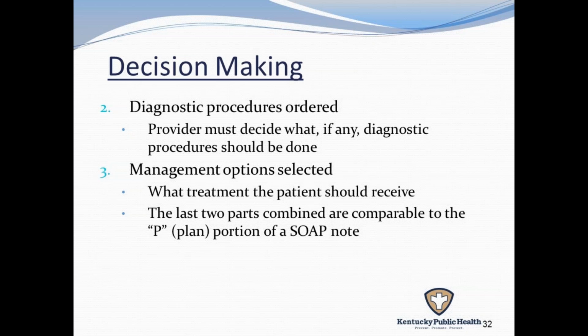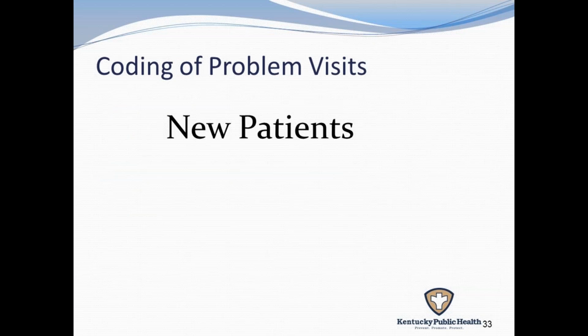Then you have two more components for decision making. Like I said, it's a three-parter. You have diagnostic procedures ordered, and this is where your provider must decide if any diagnostic procedures should be done and what they are. And then also, number three is management options selected, what treatment the patient should receive. And this is where your P comes into play. That's your P plan portion of your SOAP note.